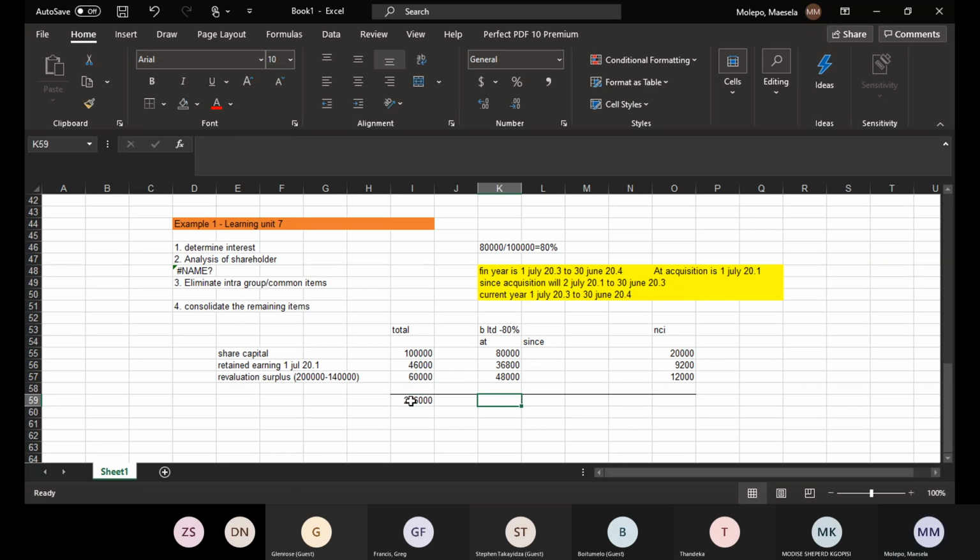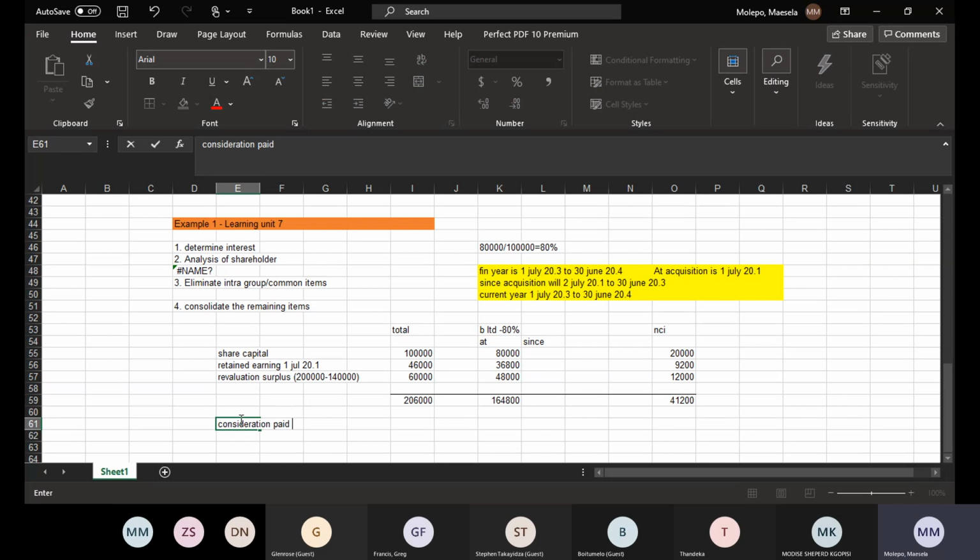And then, based on this, we were told that the consideration paid by us was an amount of 164,800. So in this case, we don't have the goodwill. Our goodwill will be represented by zero. Then we can proceed.